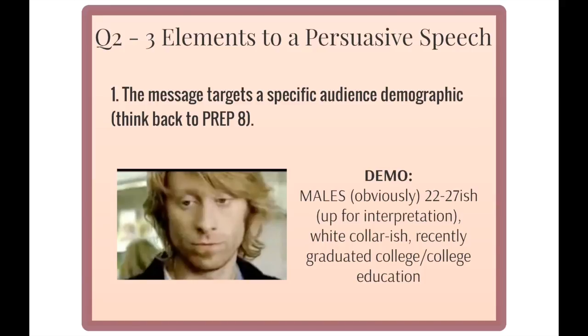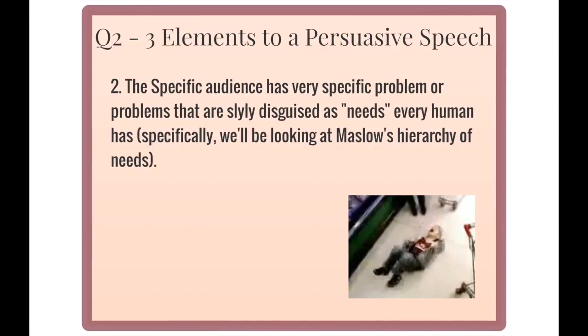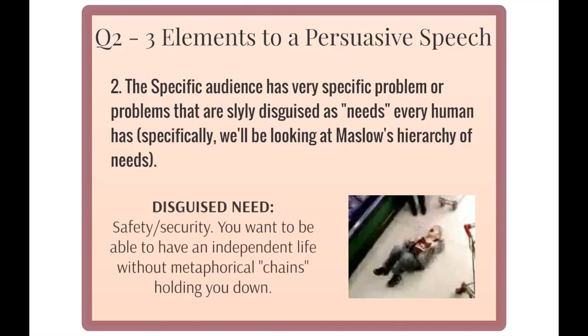Again, don't forget about what we learned in Prep 8. All right, the second thing is you have to focus on 2 problems, and then we're going to disguise them as 1 or 2 of Maslow's hierarchy of needs. In this case, the hierarchy of need that was disguised was safety or security, right? This whole idea of, hey, you want to be independent. You don't want to have these metaphorical chains holding you down, or this baby crying in the grocery store, right?